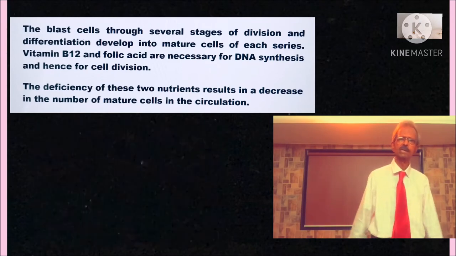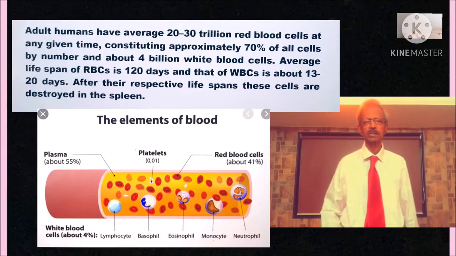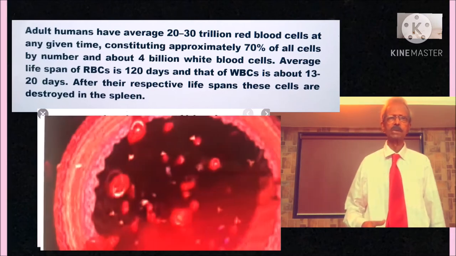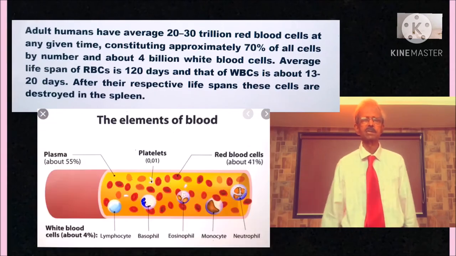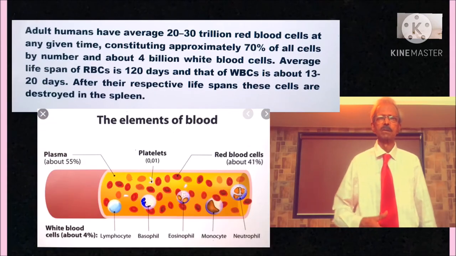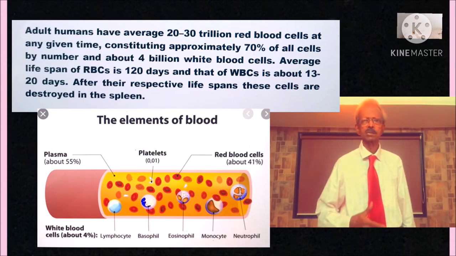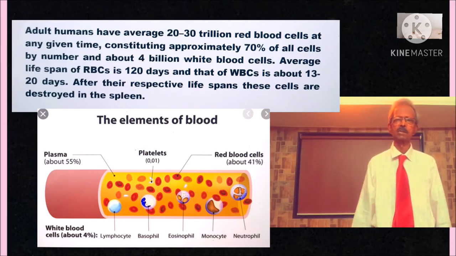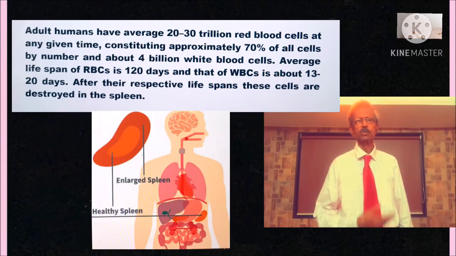Adult humans have average 20 to 30 trillion red cells at any given time, constituting approximately 70% of all cells by number and about 4 billion white blood cells. Average lifespan of RBCs is 120 days and that of WBCs is about 13 to 20 days. After their respective lifespans, these cells are destroyed in the spleen.